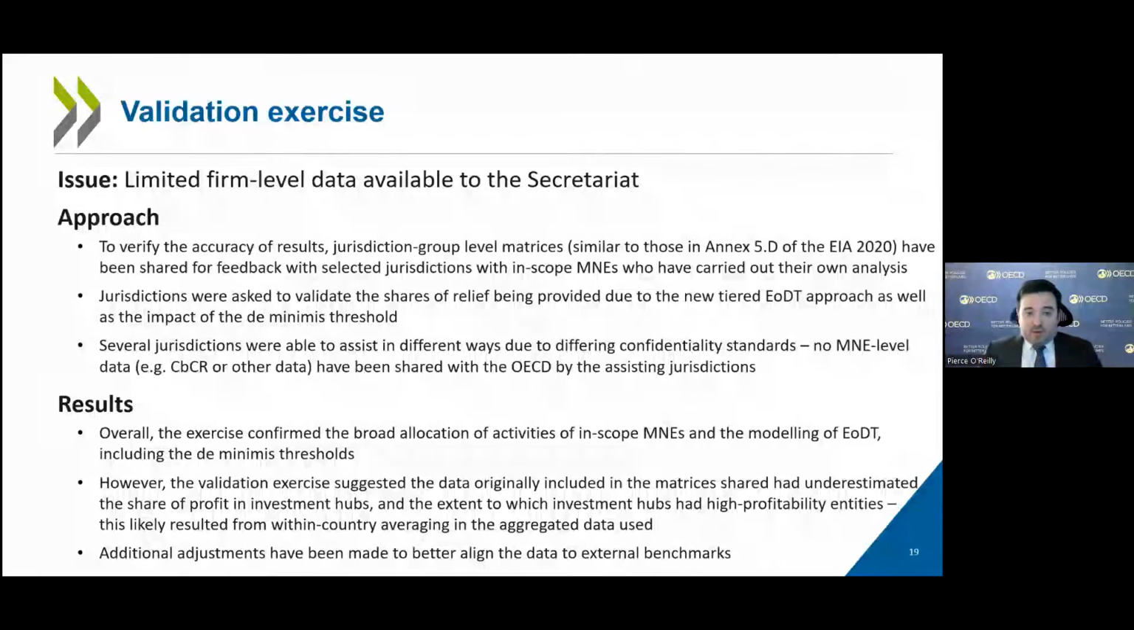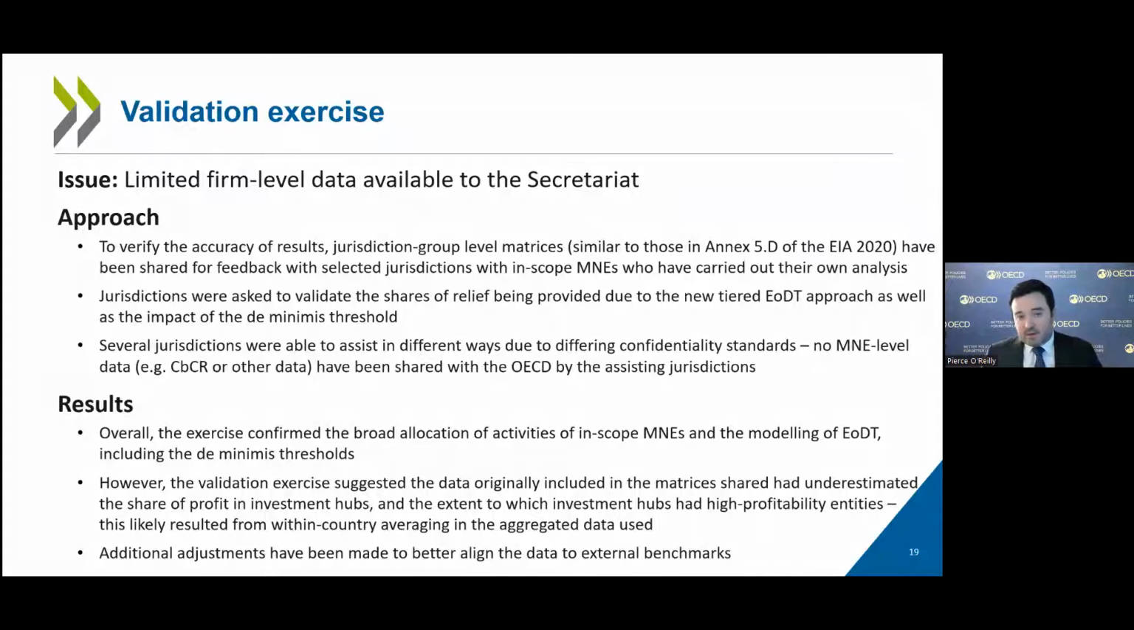So with that in mind, we tried to go to the jurisdictions that have in-scope M&Es, the jurisdictions that we knew had better data than we did, and talk to them essentially about our results. There's a limited amount of data sharing that we could engage in because the jurisdictions are heavily bound by confidentiality restrictions. But what we've done is basically shared aggregated pictures of the data that we have built and tried to get them to validate that for us.